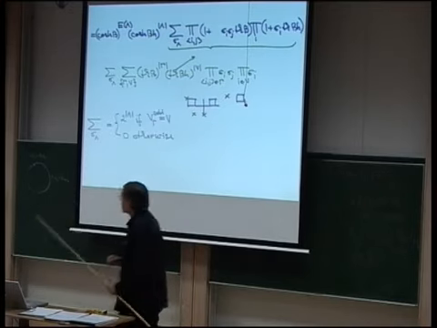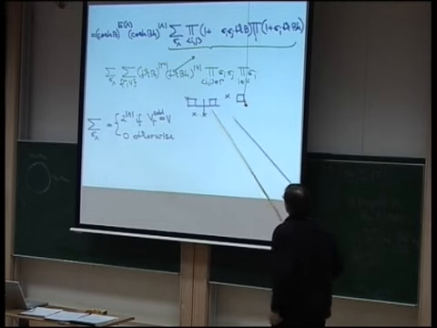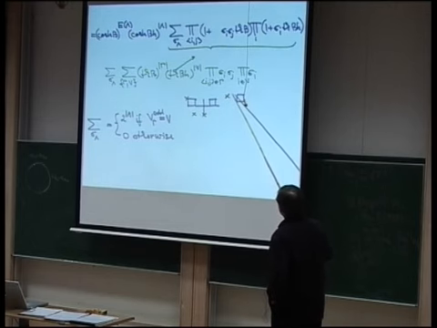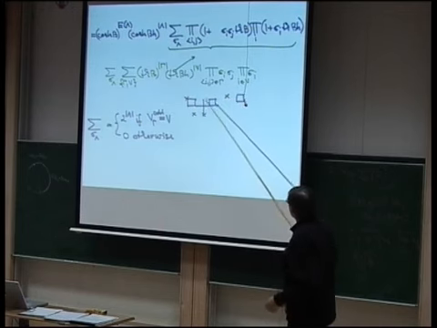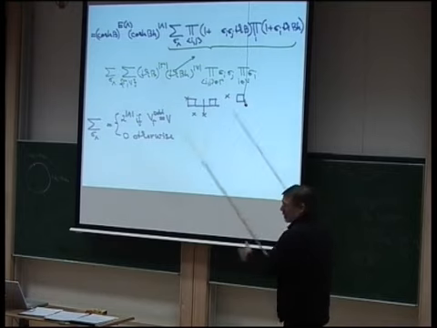So the only graphs that will somehow, this is wrong. Why did I do this? This shouldn't be here. These two crosses shouldn't be here. And, oh, sorry.